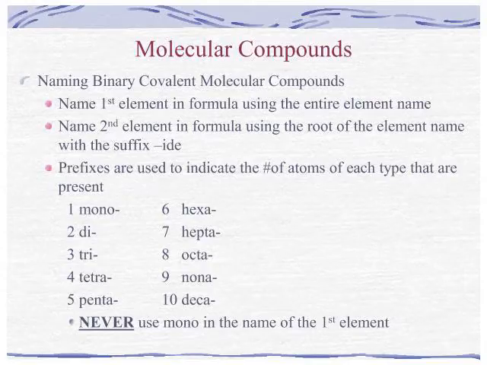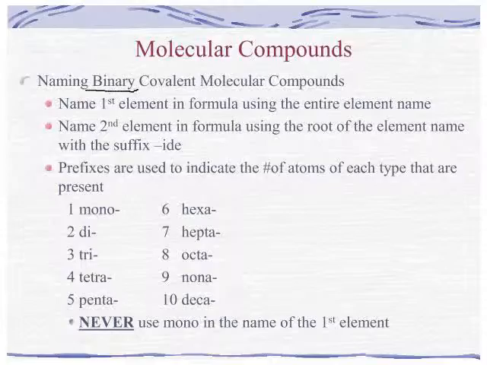Okay, so in this podcast we're going to talk about covalent compounds. They're also called molecular compounds. They are always binary. We're not going to get into the organic compounds, which make up most of everything. We're just going to talk about binary compounds.